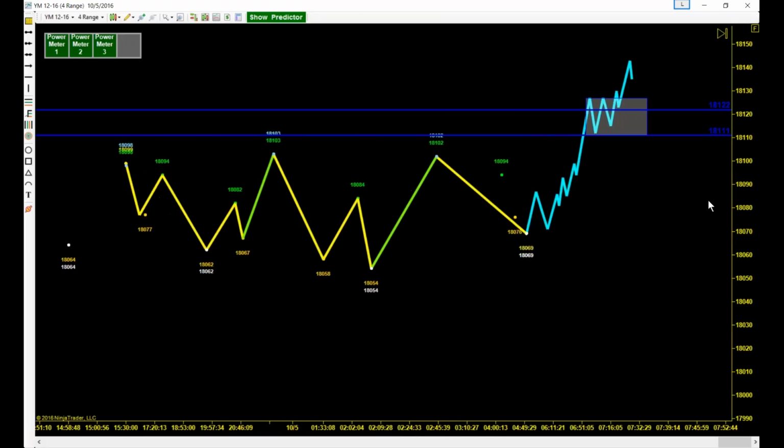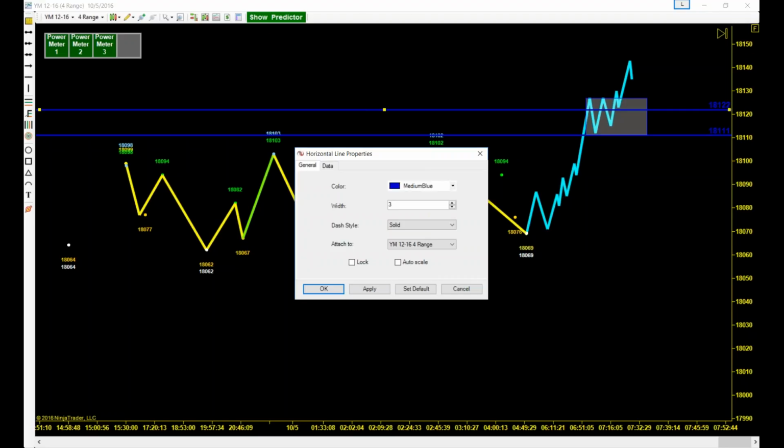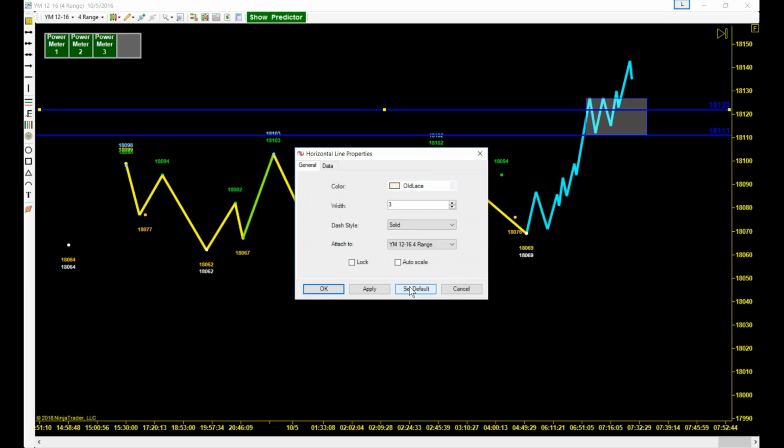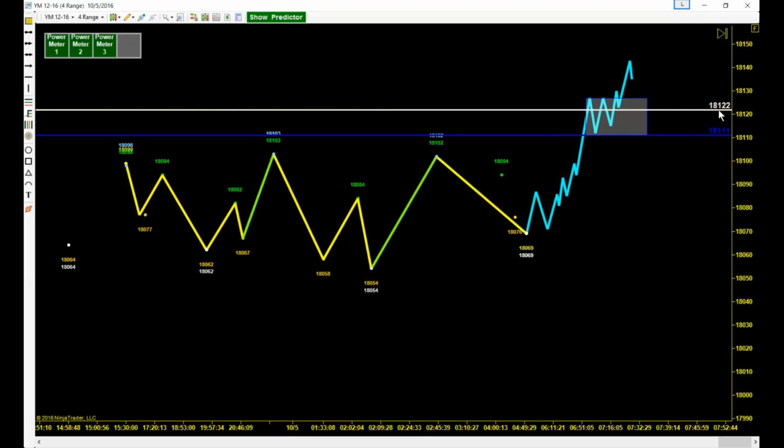Okay, now, everybody said the swing is at where? Let's change the line to a little different color too. Blue is a little bit hard for y'all to see, I'm sure. We'll change it to Old Lace. Okay, 18,122, right? That is your identified swing.